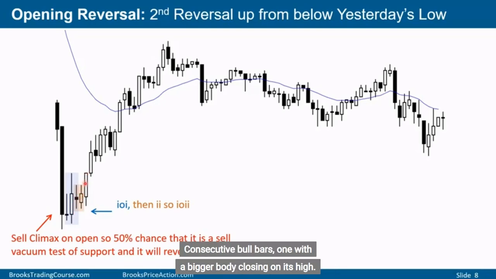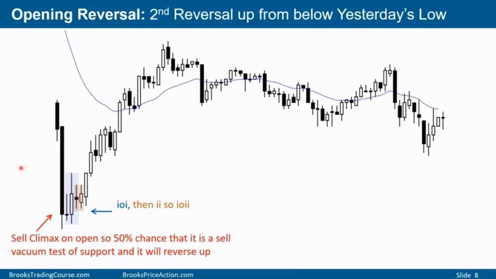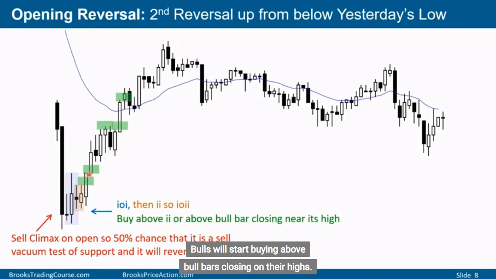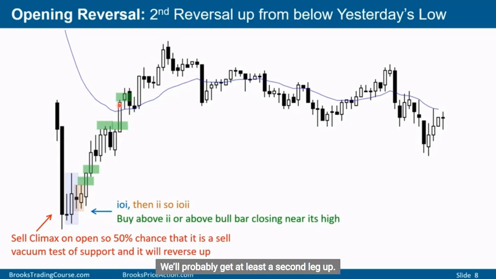Consecutive bull bars, one with a bigger body closing on its high. And this close is right around that high, maybe a little bit above. And bulls will start buying above bull bars closing on their highs. You might buy above that bar. Here, bull bar closing near its high, another bull bar closing near its high, bull bar closing near its high. Consecutive big bull bars, a bull surprise. We'll probably get at least a second leg up. Here, we got a third leg up.